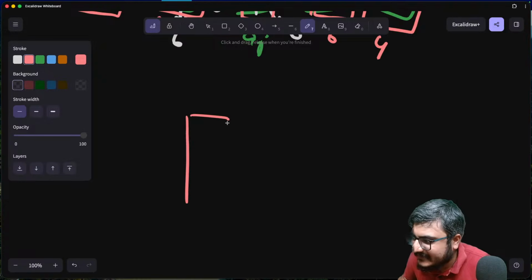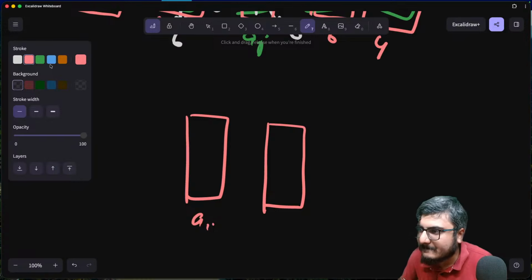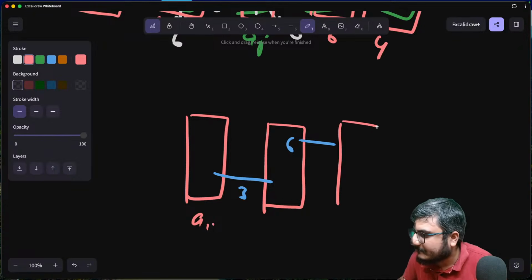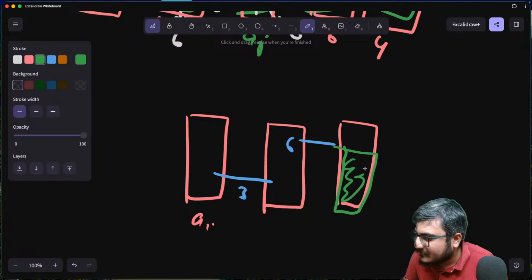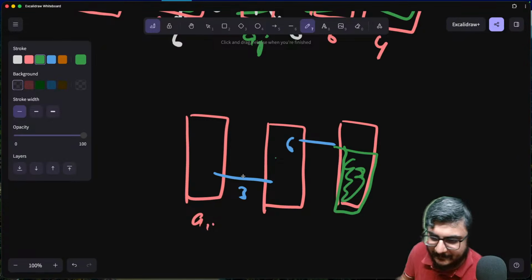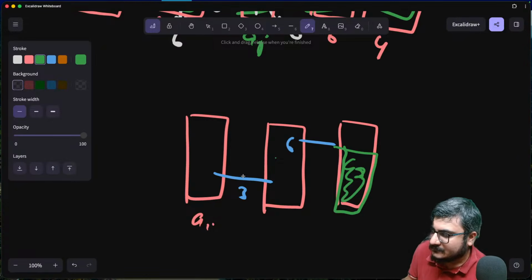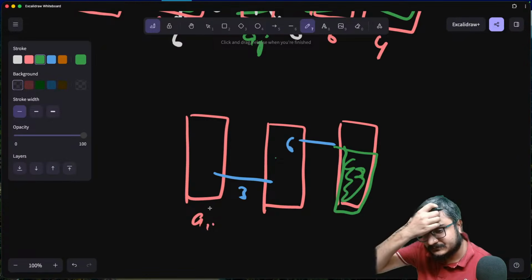If this is my AI, if I have a pipe at height 3 here, if I have a pipe at height 6 here, and so on, then as long as I fill water up to height 6 here, this pipe will ensure that water does not move from this side. So this height at 3 doesn't really change anything for us. So that's why this AI would be empty.